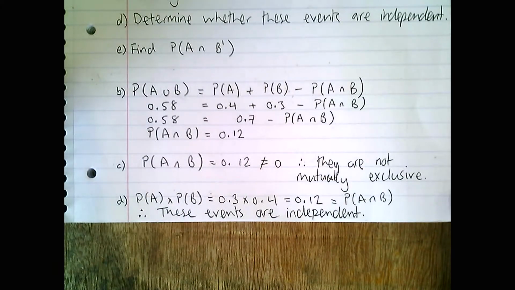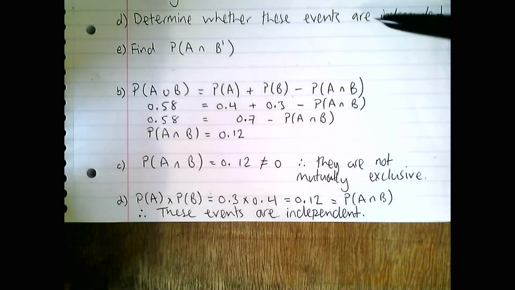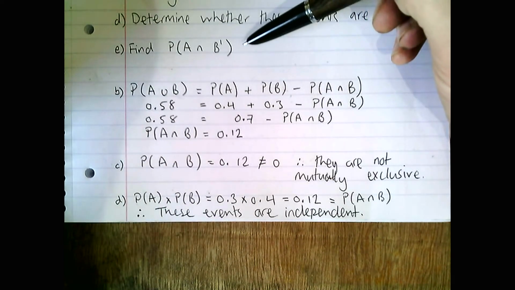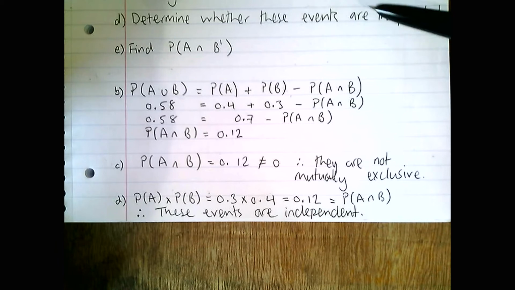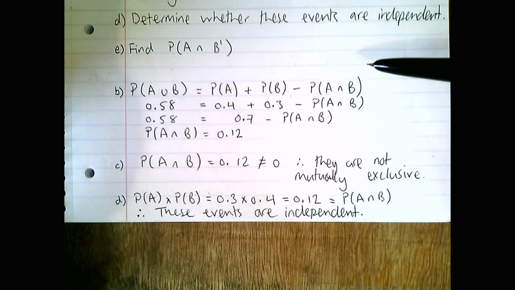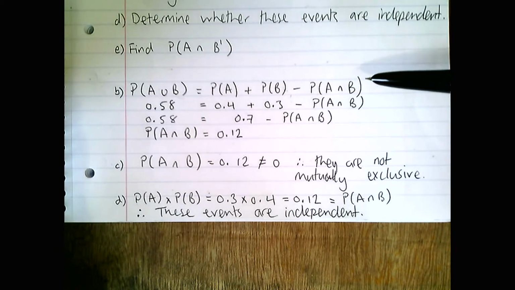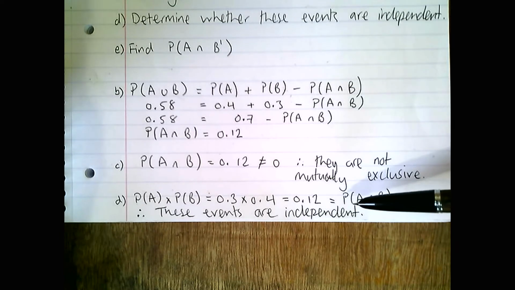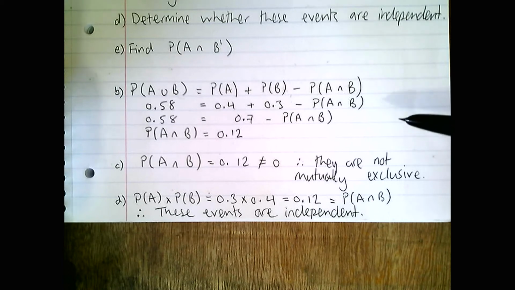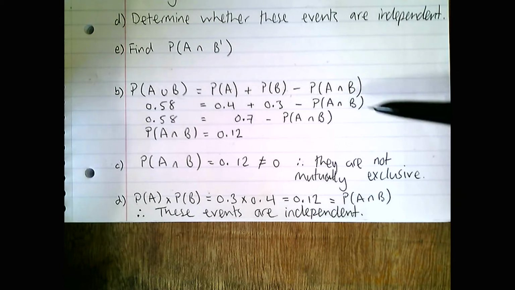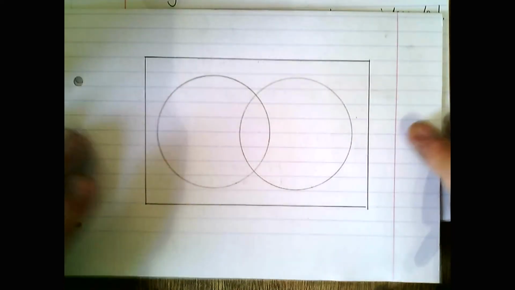Now, the final question here is asking us to find the probability of A intersection not B. It can be quite hard to visualize. At the moment, we've done all of this purely using numbers and the formulas that we've got: your addition law, your independence rules, mutual exclusivity rules, and so on. We haven't drawn any diagram, but because this is only two events, it would be quite easy to draw a little Venn diagram. So here is a Venn diagram that I prepared earlier.